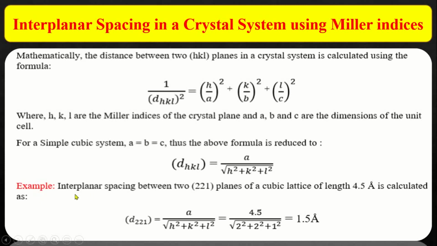Say for example, let us calculate the interplanar spacing between two (2 2 1) planes of a cubic lattice of length 4.5 angstrom. See, the edge length has been already given. The 4.5 angstrom is the value for a, and (2 2 1) represents the Miller indices for this plane. So there will be two (2 2 1) planes, and you have to find out the distance between these two planes inside the cubic lattice. For that, we'll just put the values in this formula and we get the value. So this is how Miller indices can be used to find out the interplanar spacing in a crystal system.